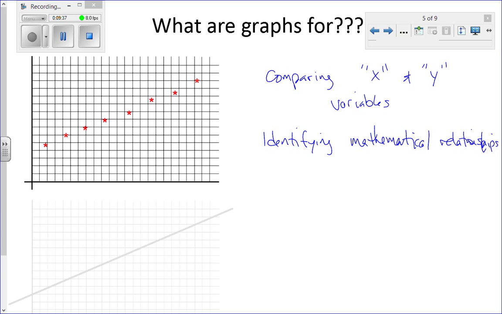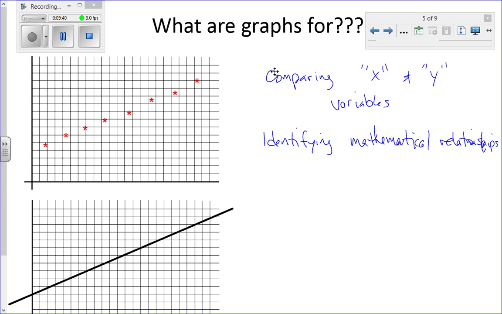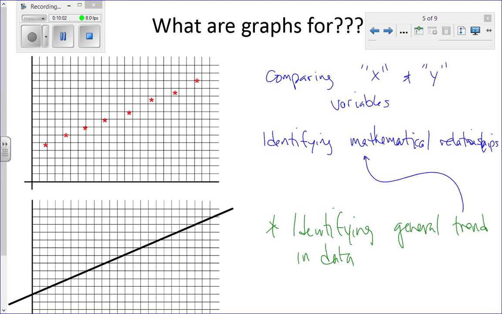But as I said, what would be ideal is that once we have data points, we use the data points to identify a general trend, and therefore a mathematical relationship in data. So you have to be able to identify some trends, all right? And the one that we've seen so far is this linear relationship between quantities, all right? So not a great slide.